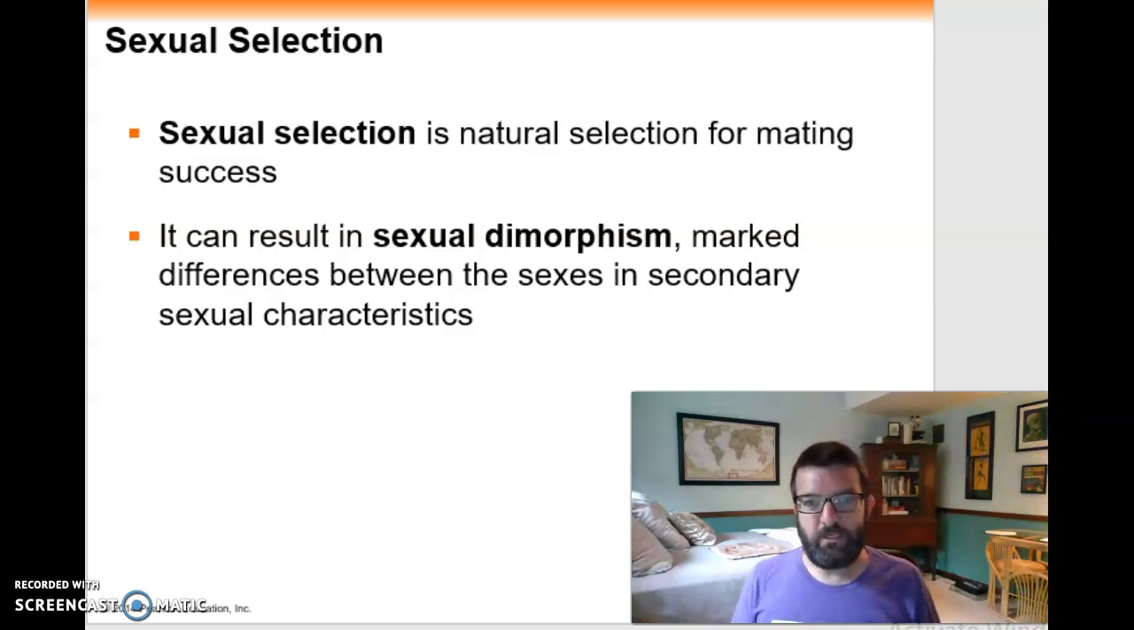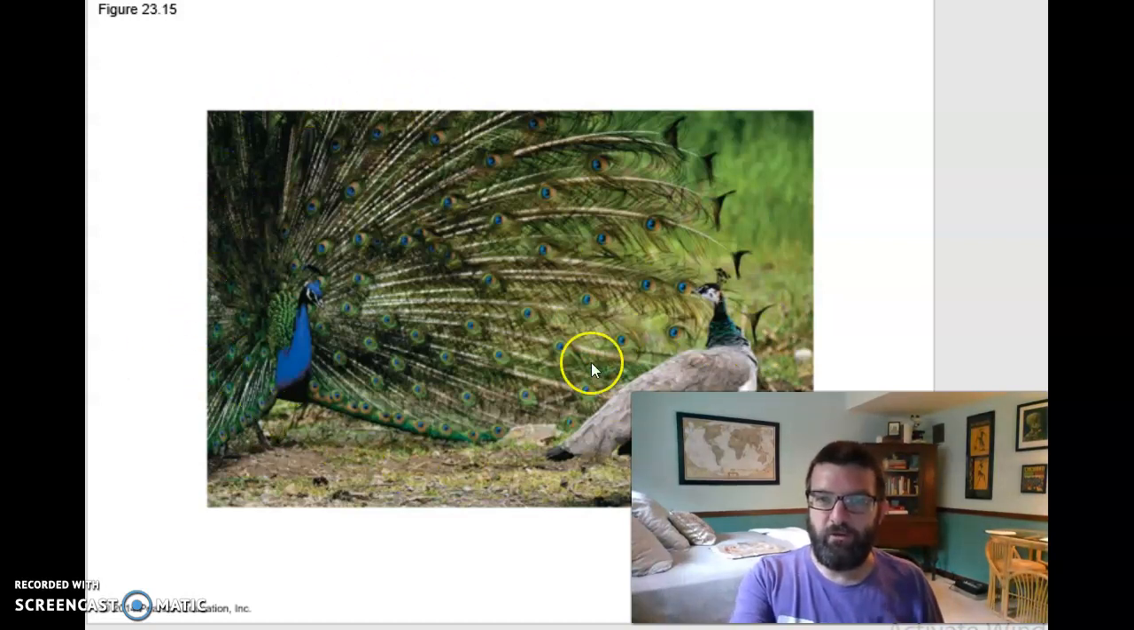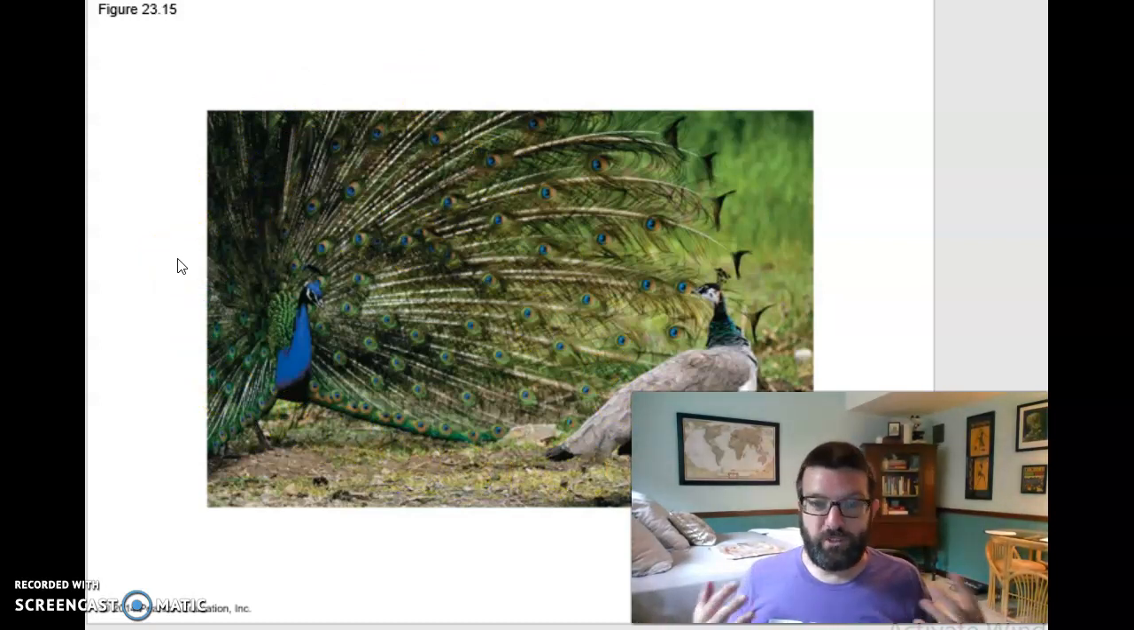And it results sometimes in sexual dimorphism, these differences that you see between the sexes in secondary sexual characteristics. You get situations like this where peacocks and peahens look very, very different from one another. And peacocks have these wild tails, which I can't imagine a world in which that impacts survival positively, right? It makes it very difficult to walk around. It's a lot of extra stuff, makes it easier for you to be seen, but it sure does attract the peahens. And so males with larger, more elaborate, and also more symmetrical tails are able to survive and reproduce more. Sorry, specifically reproduce more, not survive more.